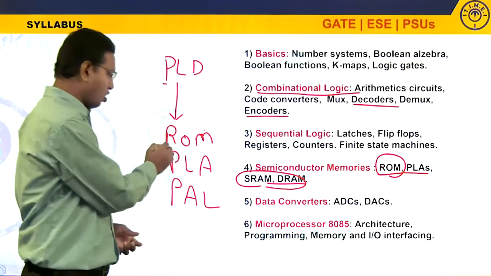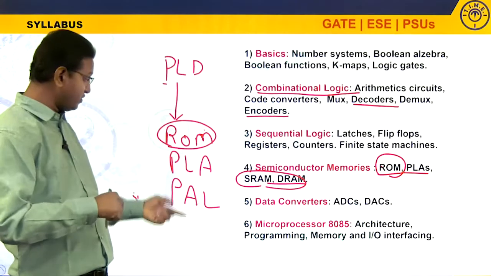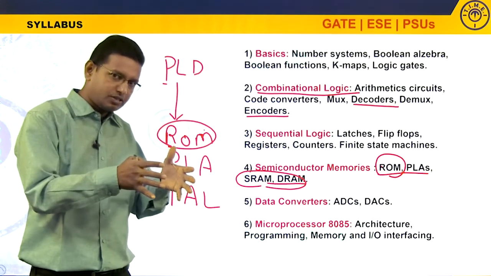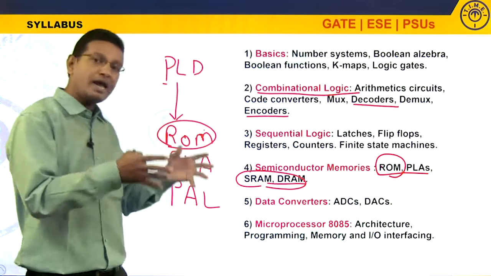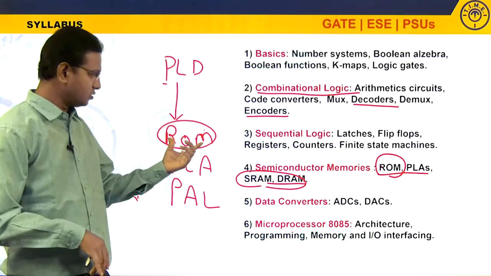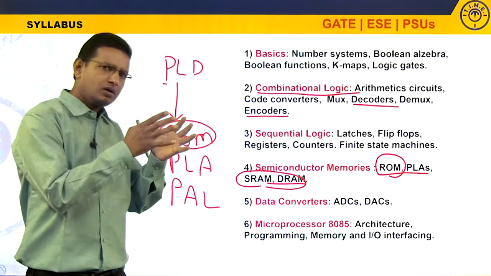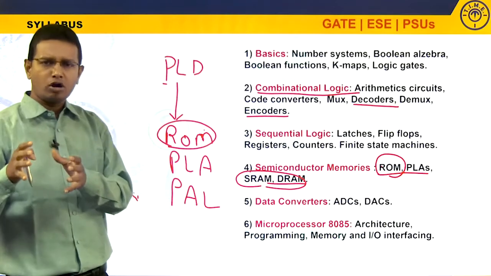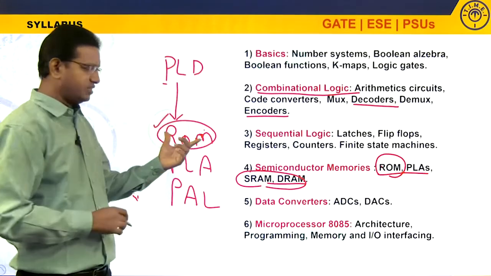Now, in the ROM, the read-only memory, since you are programming, these devices are called programmable logic devices. So in the ROM, the AND matrix is fixed and the OR matrix is programmable. I am just repeating. In the ROM circuit, the AND matrix is fixed, it is not programmed, whereas the OR matrix is programmable. That is a ROM.